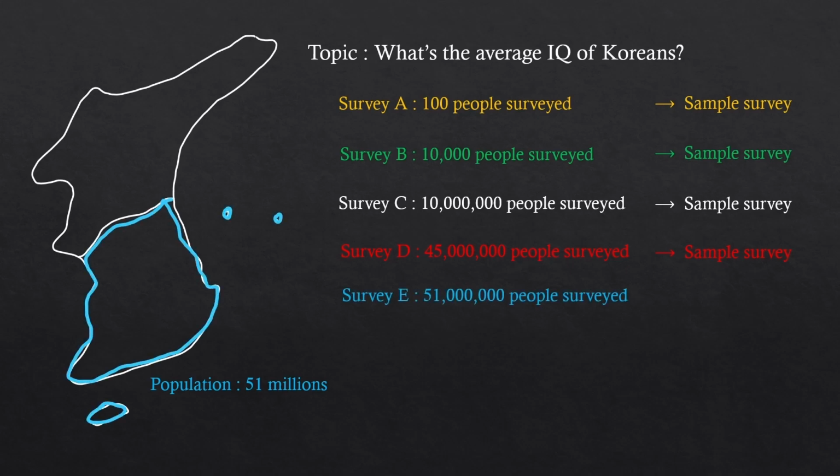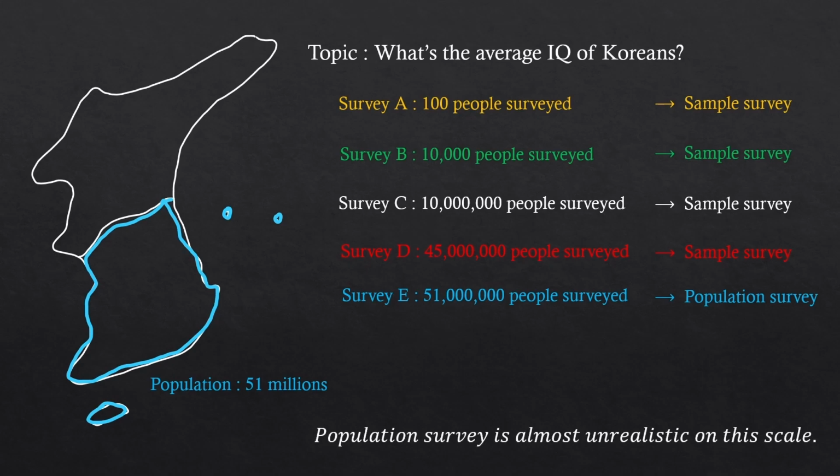Finally, our last survey. Survey E was done with 51 million people. Every single person living in this country, even those who live in the island, participated in the survey. Not a single person exempted. This is a population survey. So you see, a population survey is almost unrealistic on this big scale.